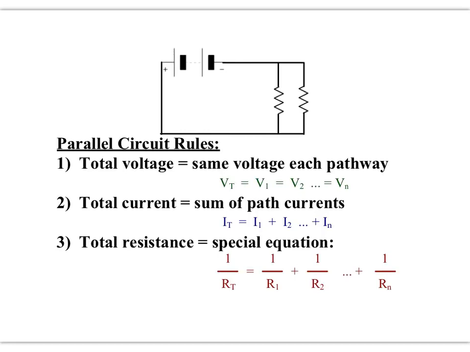So to summarize my rules for parallel circuits, the total voltage that's provided by the battery or the power supply is the same across each pathway, no matter how many resistors I have. So if I added another resistor, there'd be V1 is equal to V2 is equal to V3 is equal to V4 is equal to V5, and so on and so forth. The total current that flows out of the battery just splits up amongst the resistors, and the sum of the currents flowing through the resistors is just equal to that total current. And then finally, we have this special equation that we use for total resistance, where 1 over the total resistance is equal to the sum of 1 over R1 and 1 over R2 plus 1 over R3 plus however many resistors we have in parallel.